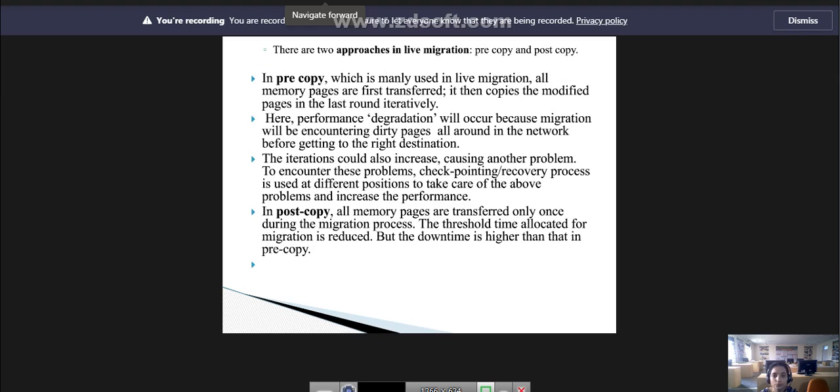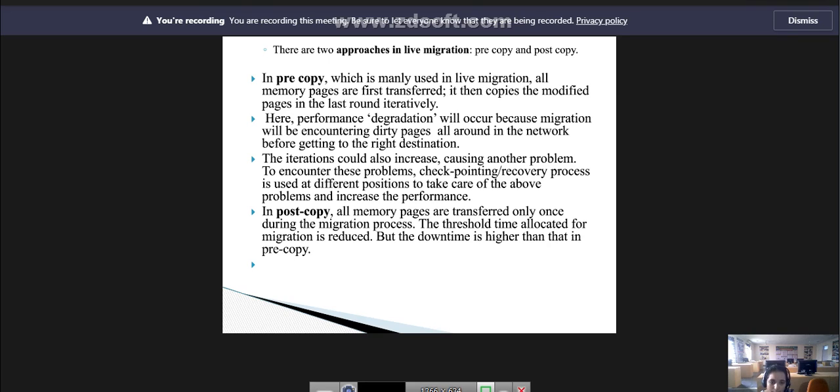Next, coming to pre-copy. In live migration, we have two approaches, pre-copy and post-copy, which are mainly used. All the memory pages are first transferred, then it copies the modified pages in the last round iteratively. Performance degradation will occur because migration will encounter dirty pages in all rounds in the network before getting to the right destination, which causes another problem. Iterations also increase. To counter these problems, a checkpoint recovery process is used at different positions to take care of the above problems and increase performance. That is called pre-copy.